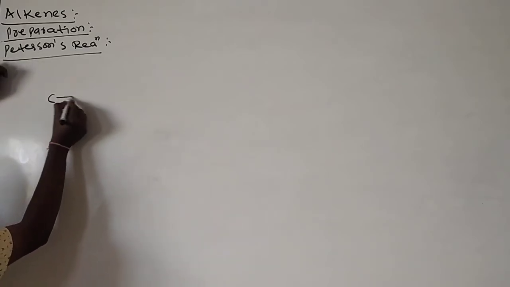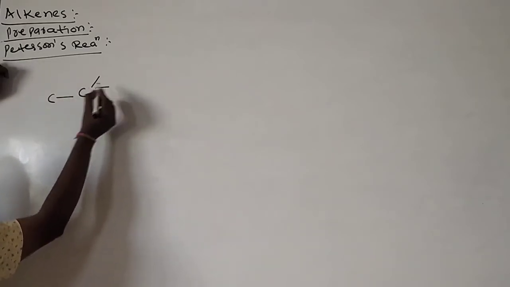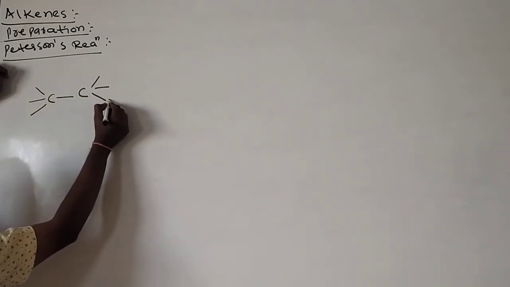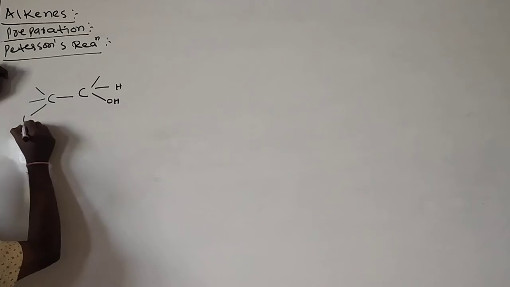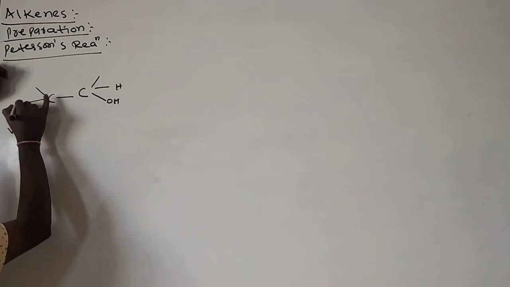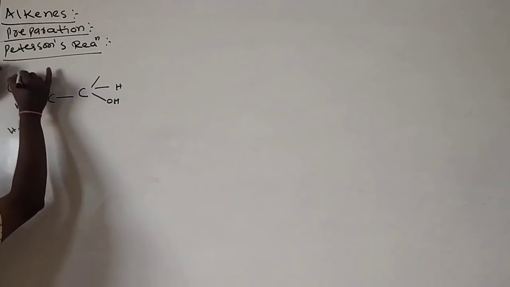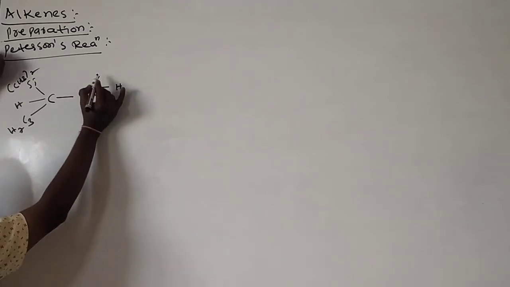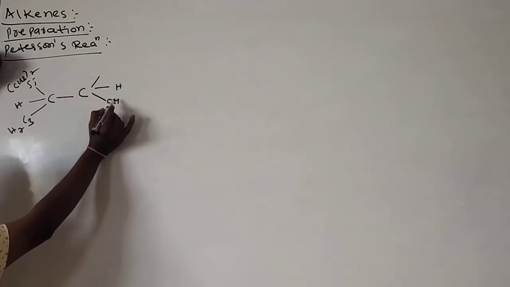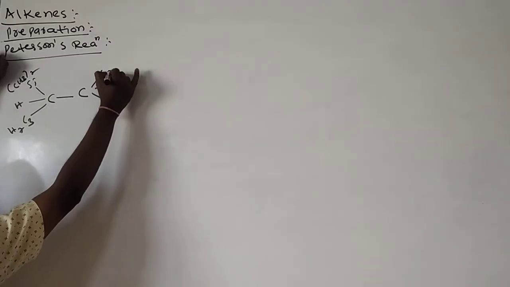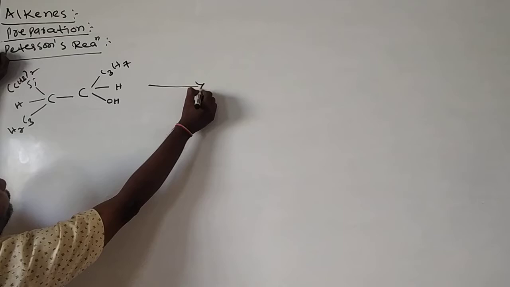Here I am taking one specific compound: OH, H, C3H7, H, and here Si with CH3 taken twice, that means dimethyl silicon. Here I am taking dimethyl silicon, and here C3H7. This is the one specific compound.